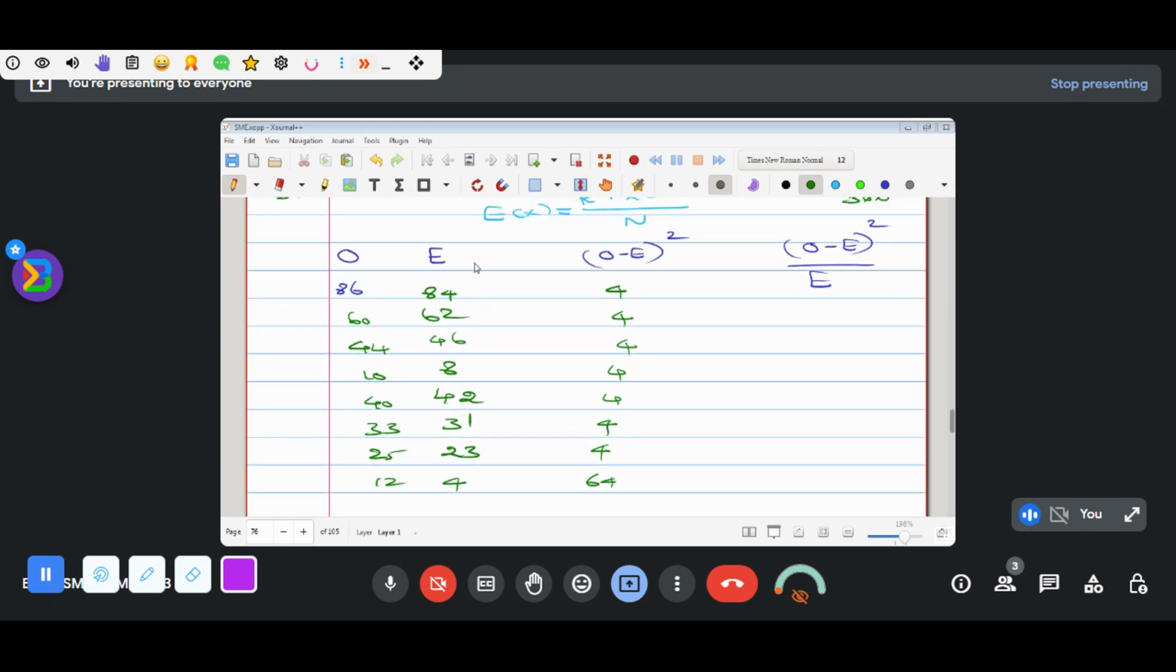Now the next calculation is O minus E whole square divided by E. That means 4 divided by 84, then 4 divided by 62, and so on. You put in all the values, and when all values are done, the calculation is over. That calculation is completed.